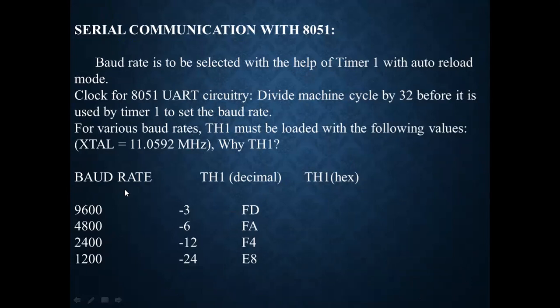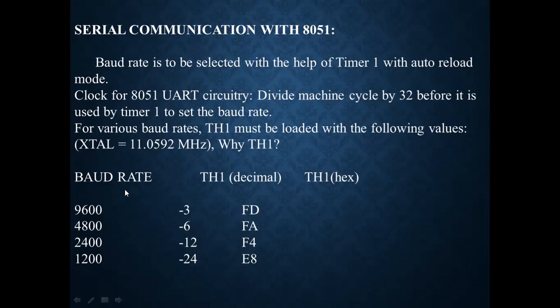So how can that be done in 8051? Look, the baud rate is to be selected with the help of timer 1 with auto reload mode, because the transmission is a continuous thing, so these things need to be maintained. This timer 1 auto reload mode means mode 2, and this mode 2 of the timer is very important. The clock for the 8051 UART circuitry can be found by dividing the machine cycles by 32.